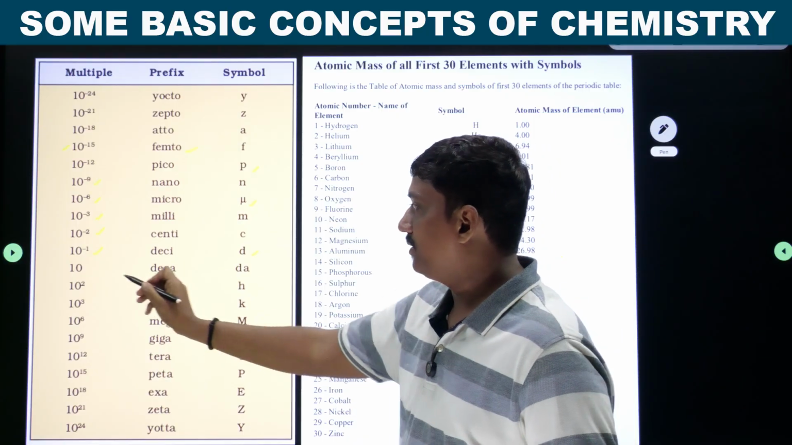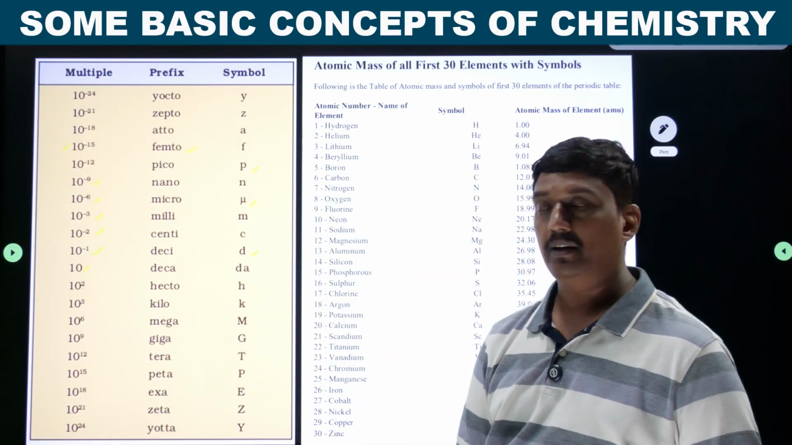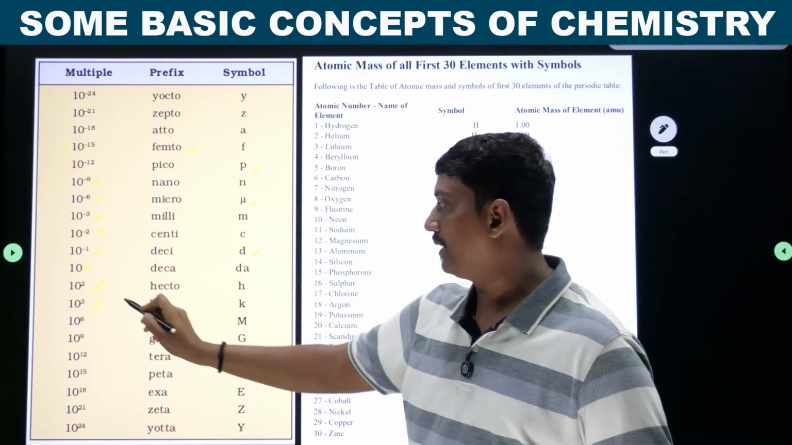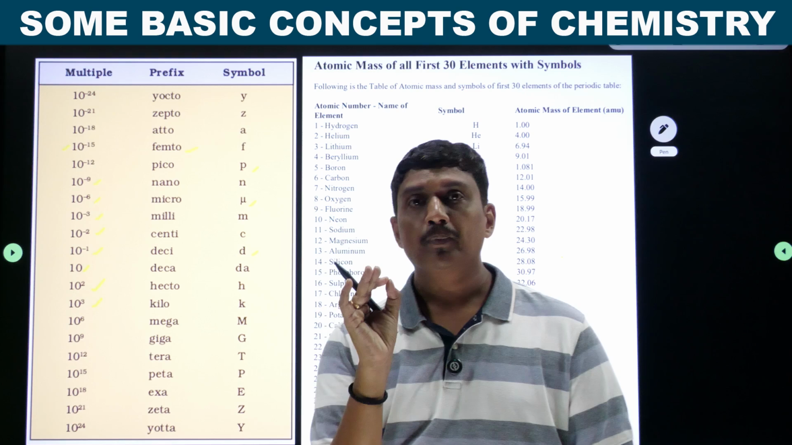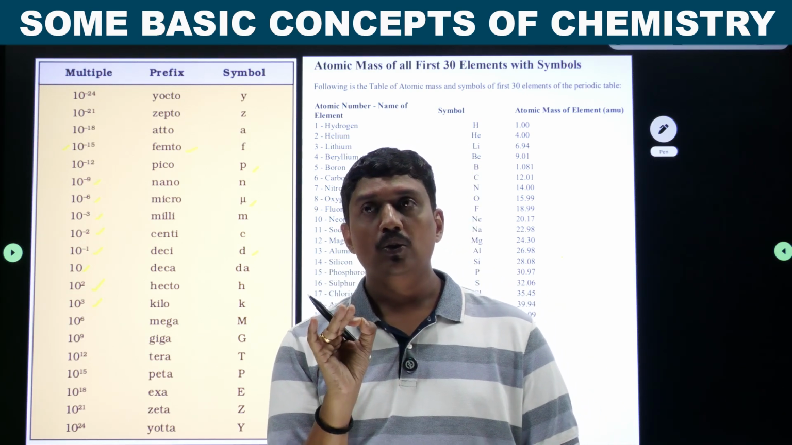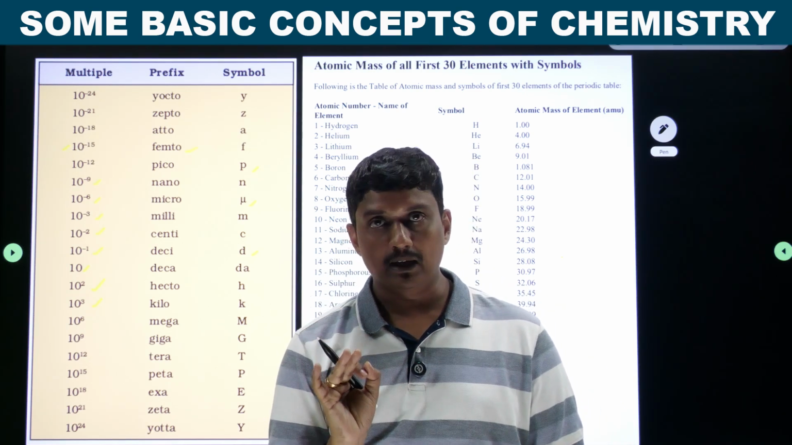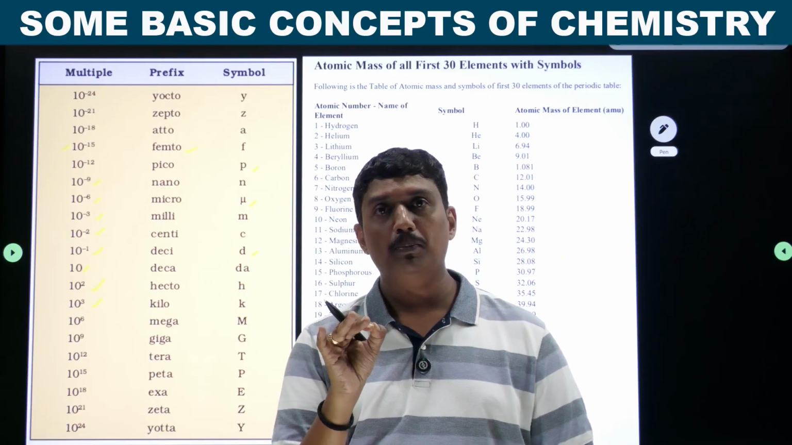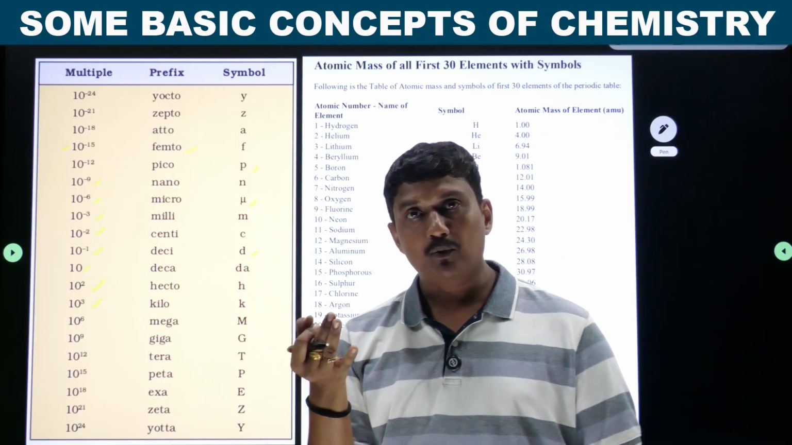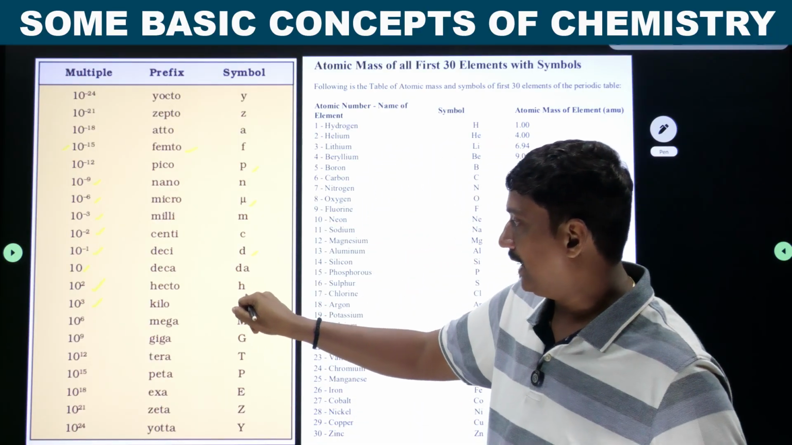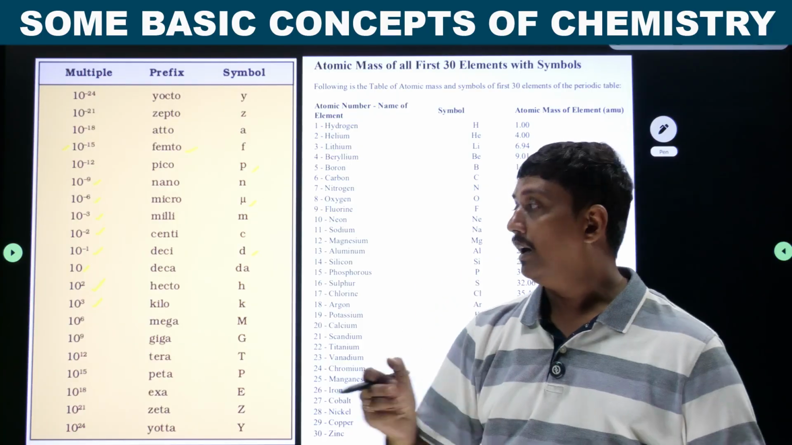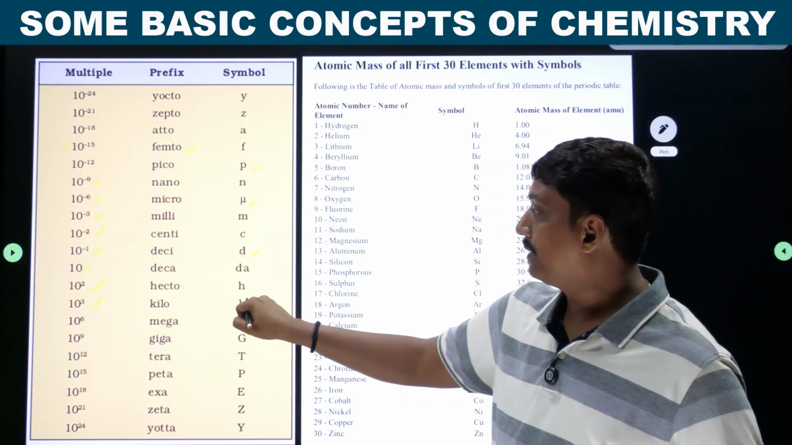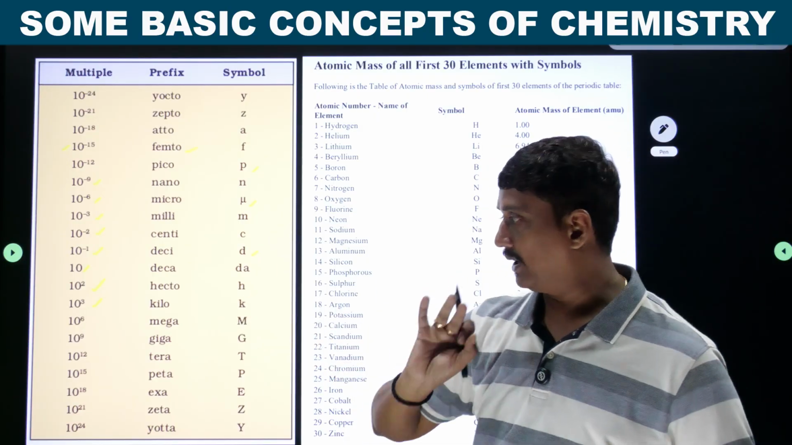So deca means 10 to the power 1, 10 to the power 2 is hecto, 10 to the power 3 is kilo. Suppose you are using kilo, there is no need to write 10 to the power 3 again. If you are writing 10 to the power 3 grams, no need to write h or k again and again. Either we use the multiples of 10 or the symbols. Both should not be used together.